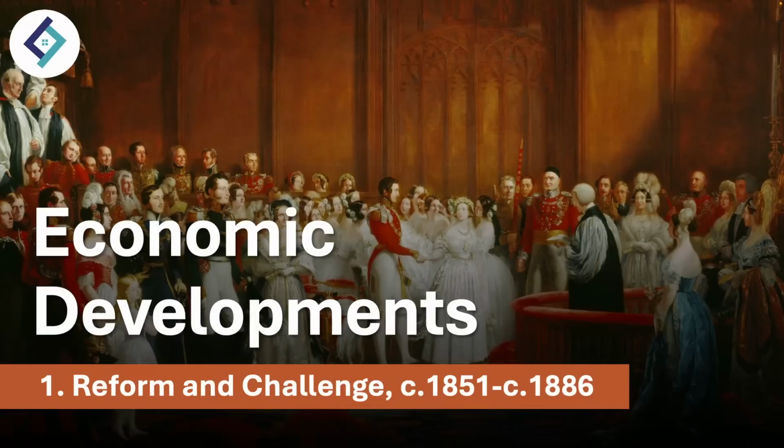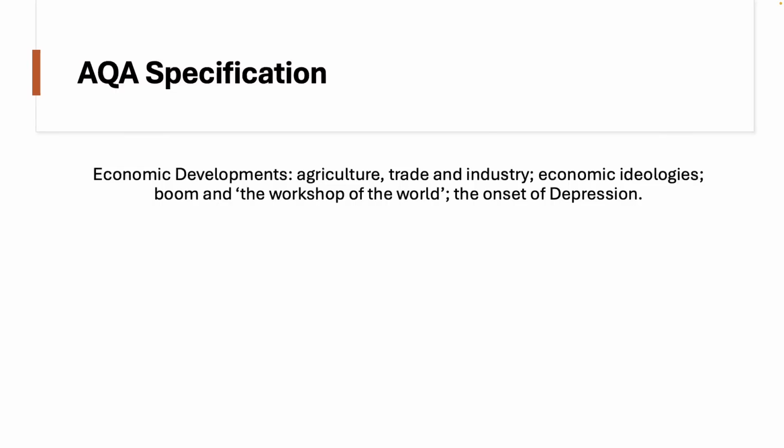In this lesson, looking at AQA A-level history, we are going to continue talking about the period of reform and challenge between 1851 and 1886, and we're going to think about economic developments in this lesson, focusing specifically, as the AQA specification requires, on things relating to the development of agriculture, trade and industry, economic ideologies, the idea of the boom and workshop of the world theory concerning Great Britain, as well as the way in which the economy looks at the onset of depression.